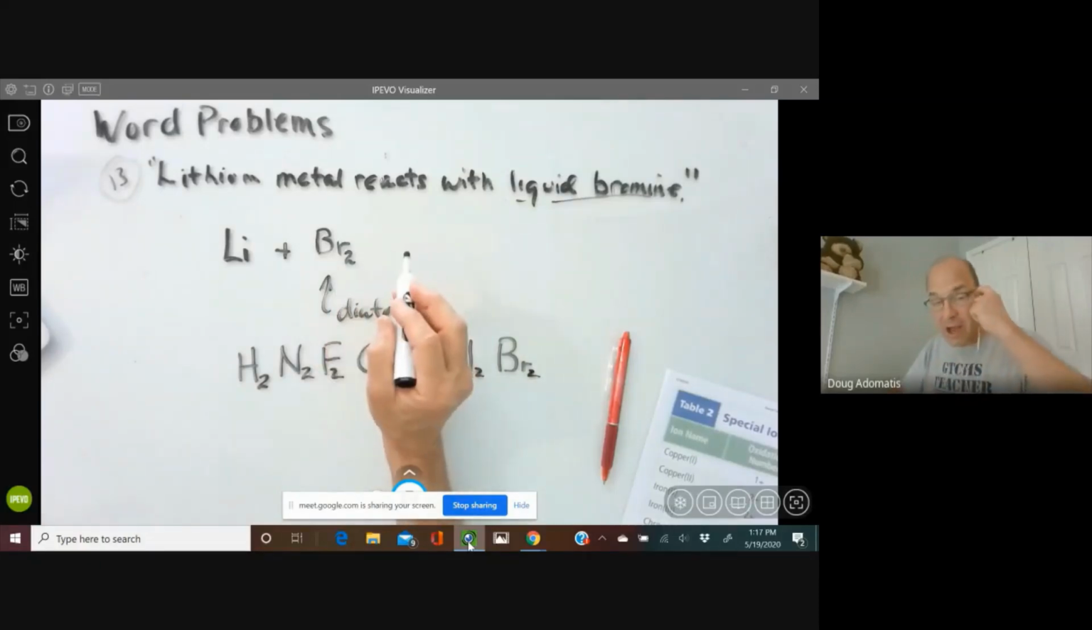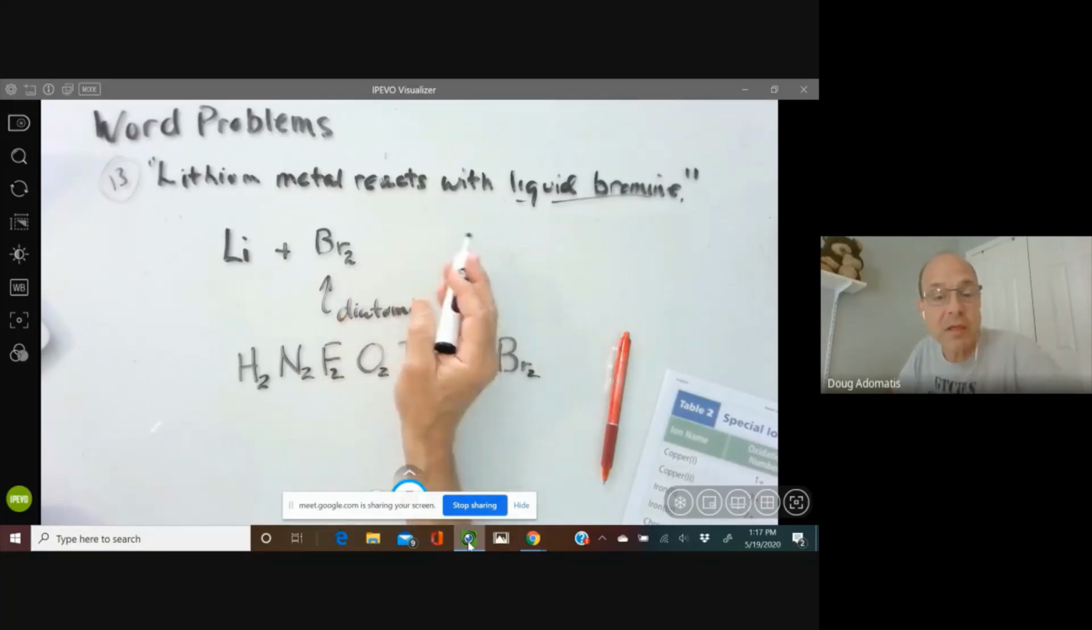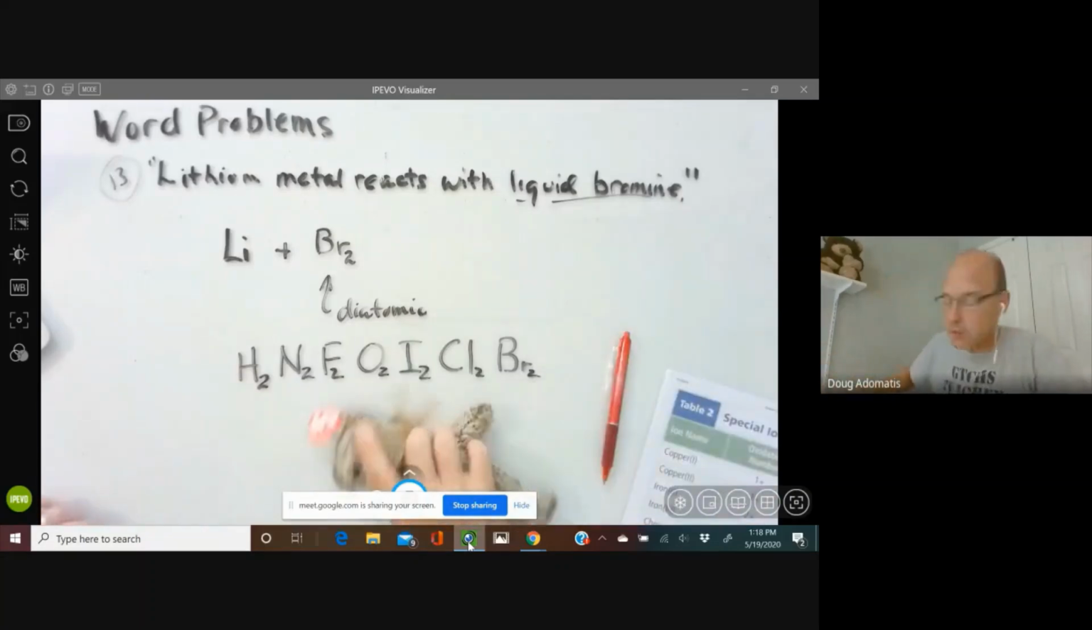Now, when Br is in a compound, as we'll see in just a minute, we don't necessarily have that 2 there, right? Because this is only to form the neutral compound. And for that to happen with liquid bromine, we know bromine is diatomic, so we have to have a 2 there. Okay, anyway, that's just one of the things to keep an eye out for, is your diatomics, okay?